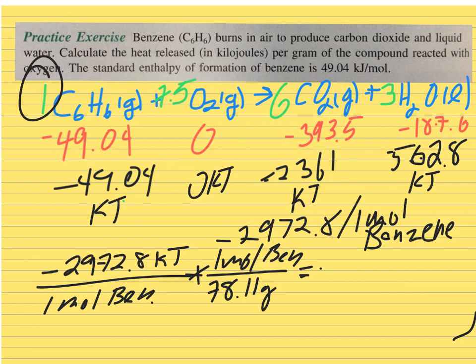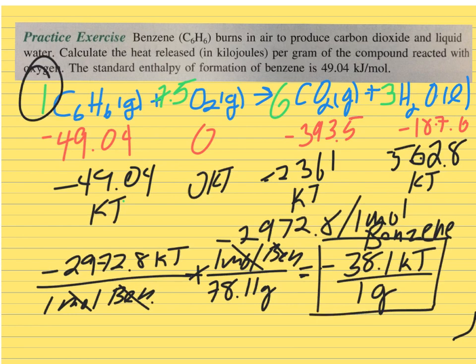And I get a fairly small number on a per gram basis, and I see that my moles of benzene cancel out here, so I get negative 38.1 kilojoules per every 1 gram.